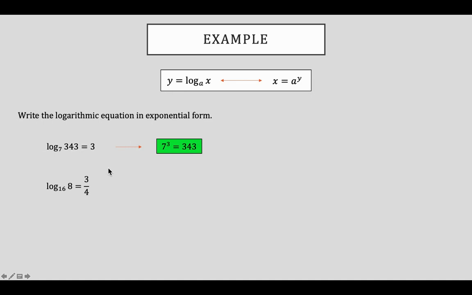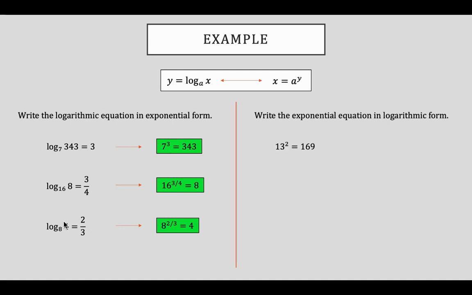Log base 16 of 8 is equal to 3/4. Again, let's write the logarithmic equation in exponential form. We take the base of the log, we raise it to the power of the other side of the equation, and set it equal to the quantity inside of the log. 16 raised to the 3/4 is equal to 8. And one more here, we have log base 8 of 4 is equal to 2/3. Again, we take the base of the log, we raise it to the other side of the equation, set it equal to the quantity inside of the log. 8 raised to the 2/3 is equal to 4.